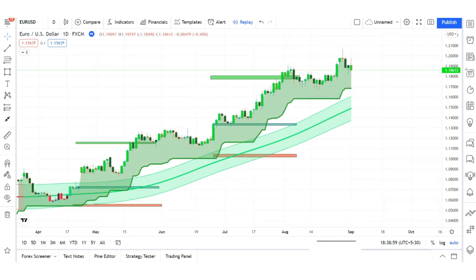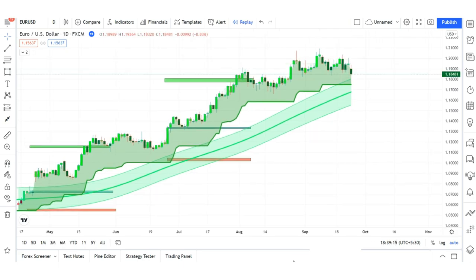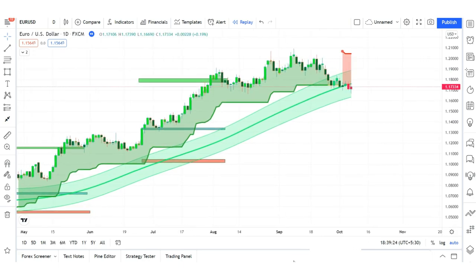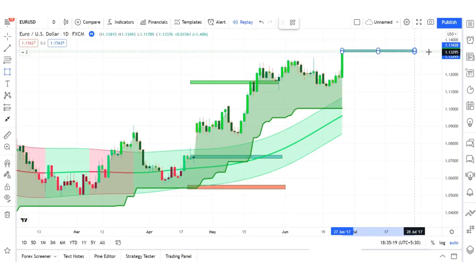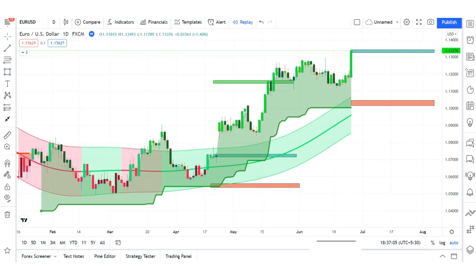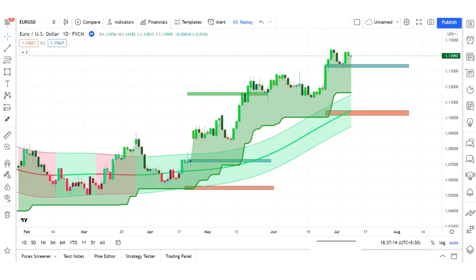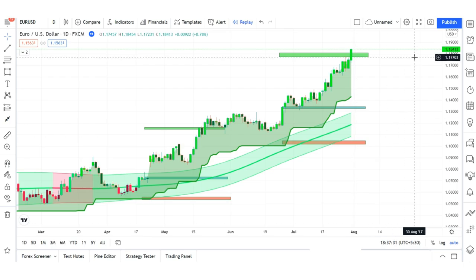Our stop loss will be placed at the baseline below, and our risk to reward ratio is 1:2. The market has completely hit the target. I hope you have understood this trading strategy. If not, then it doesn't matter. We are going to see examples of some trades so that you will definitely understand.